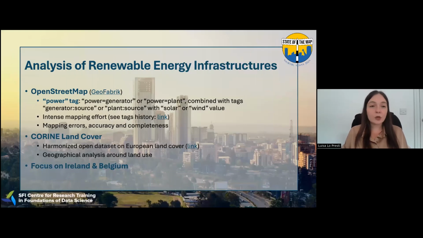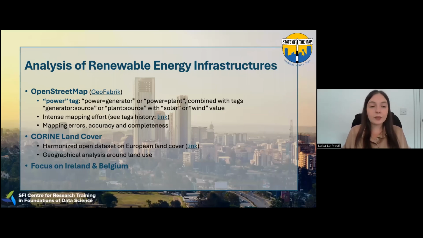Our project focuses on OpenStreetMap power tag, and in particular, we're interested in generator and plant of wind and solar source. OpenStreetMap has an incredibly active community, and in the past few years, we've seen an incredible growth of the mapping effort around these tags. And in the slides, I've also included a link where you can explore how those efforts have evolved over time.